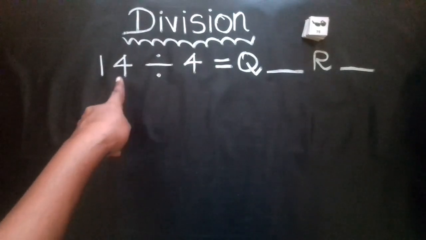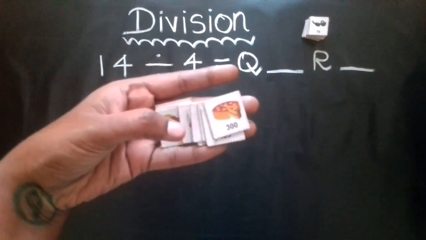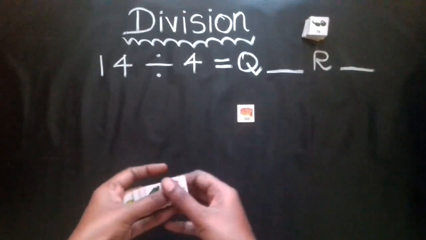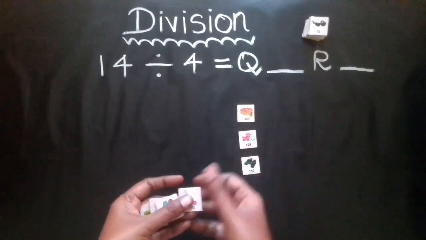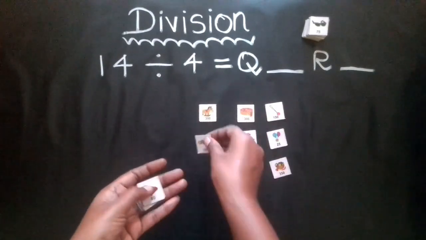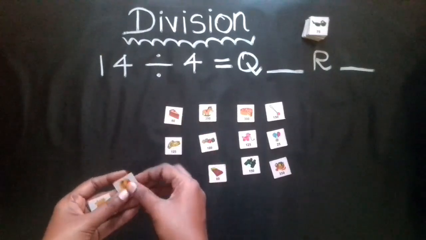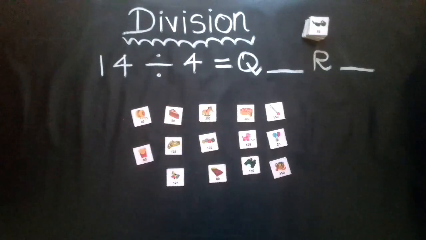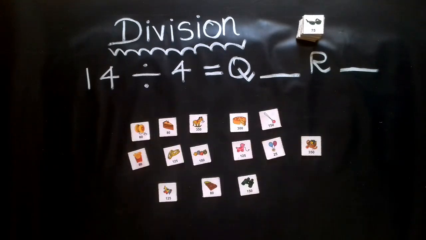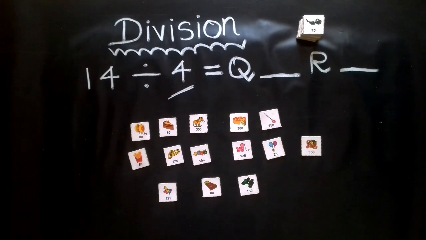Here we have number 14, which means we need to take 14 cards. Now let us count the number of cards. 1, 2, 3, 4, 5, 6, 7, 8, 9, 10, 11, 12, 13, 14. Now let's divide this 14 cards equally between 4.